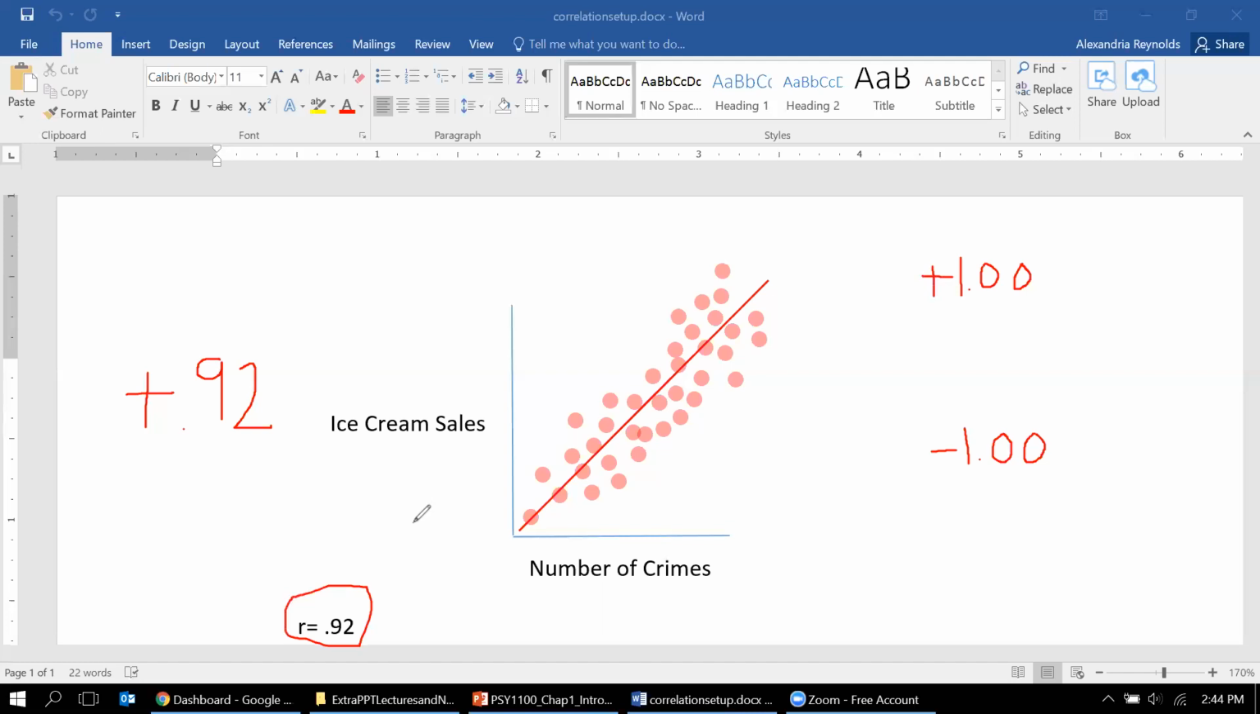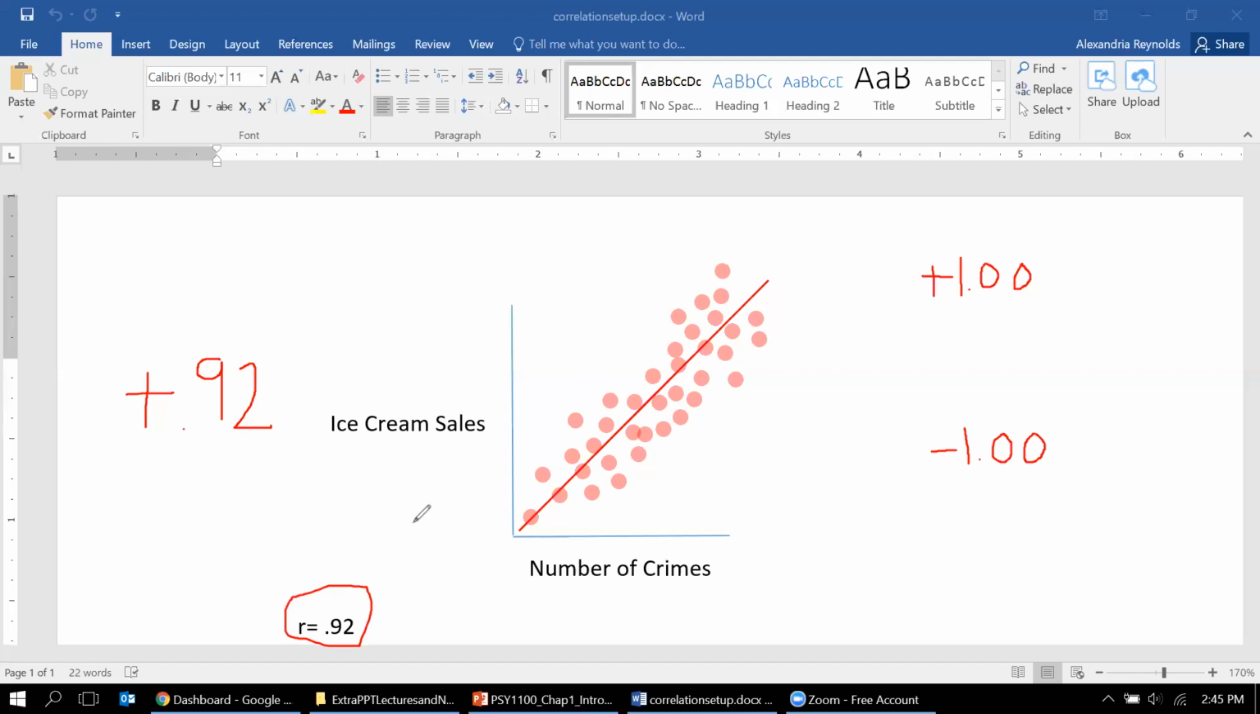What we can never account for in a correlation is other variables. A third variable that might be causing both of these things to change. And we know that this relationship exists. So the thing that actually influences both number of crimes and ice cream sales is heat. When it's a hot day, we actually find that people tend to buy more ice cream and people tend to commit more crimes. And that's because they're very uncomfortable and they get very frustrated.